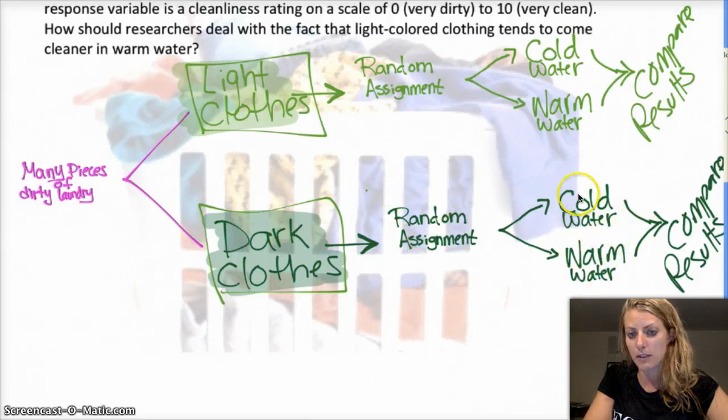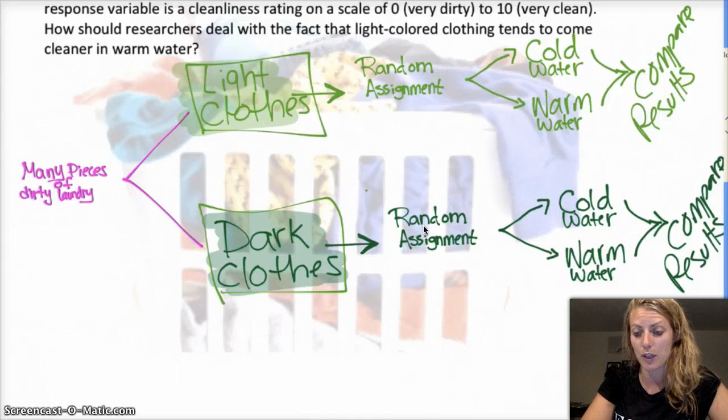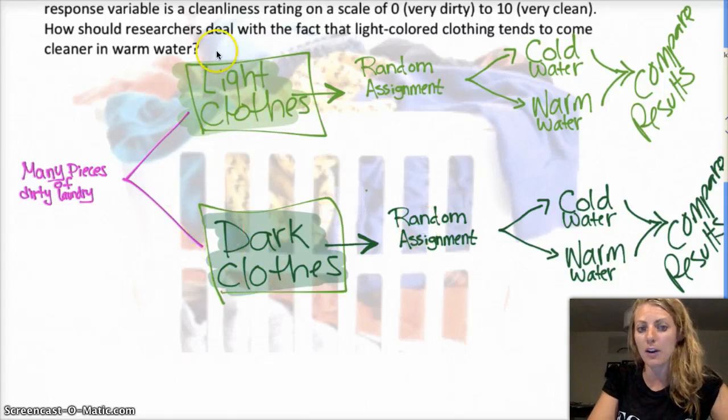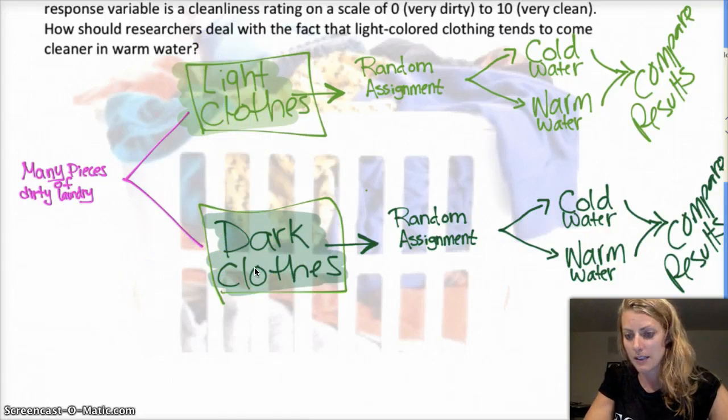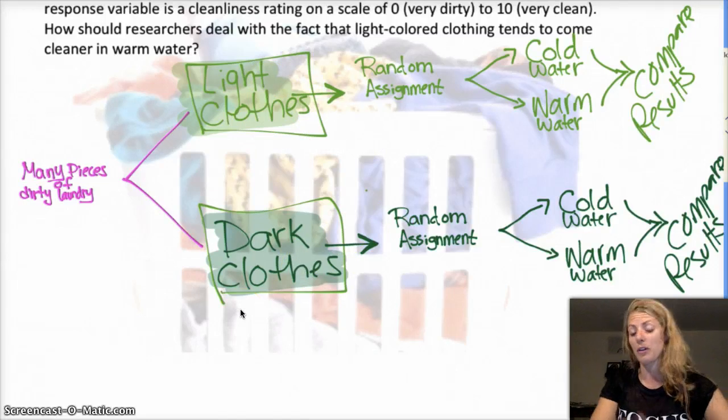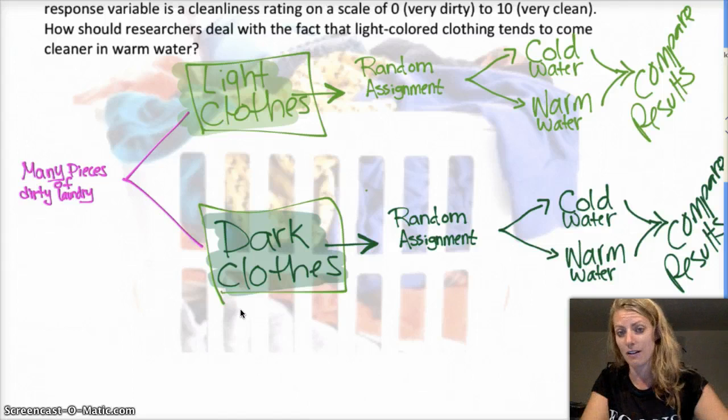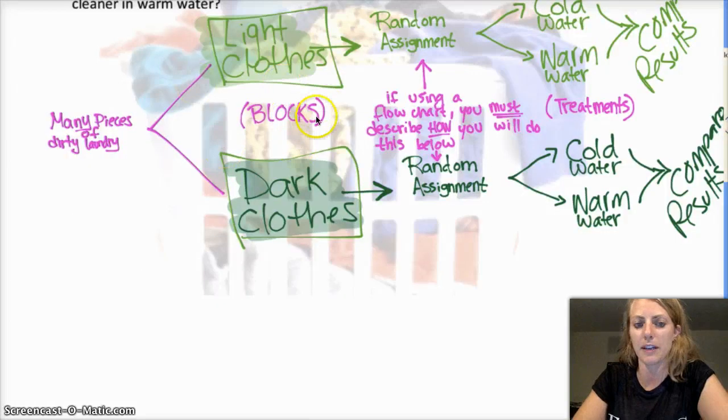So these are your treatments, right? The cold water and the warm water are your treatments. The random assignment is how you're getting that randomization, right? Which is one of your crucial parts of experiments. And then here are your blocks, okay? This is not a matched pairs design, but it is a blocked design, okay, blocked based on the light or darkness of the clothing, because you think that that's going to have a huge effect on the results of the study. Okay, so here I've labeled your blocks, here are your treatments, you compare your results.